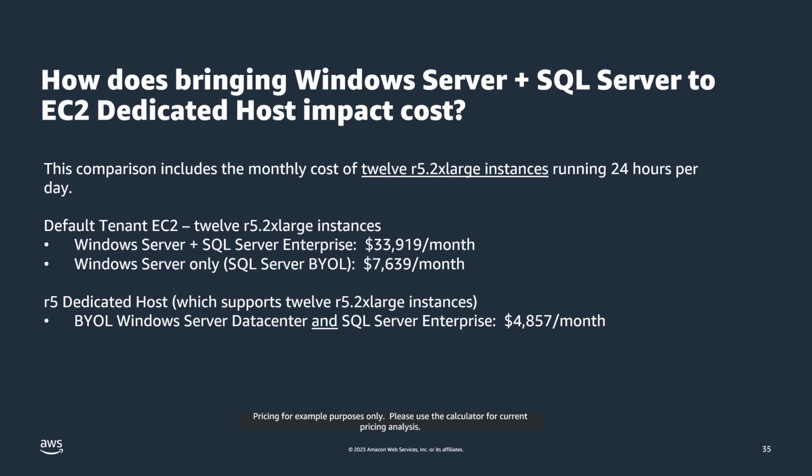If a customer is running 12 R5 2xlarge instances with Windows Server and SQL Server Enterprise as license included, the cost is almost $34,000 a month. If that customer bought SQL Enterprise with software assurance, their cost for Windows Server only is $7,639 a month. So this is so far very similar to the last comparison we looked at. If that same customer brought Windows Data Center and SQL Enterprise to a dedicated host, their cost drops to $4,857 per month. So as you can see, the dedicated host option is the least expensive.